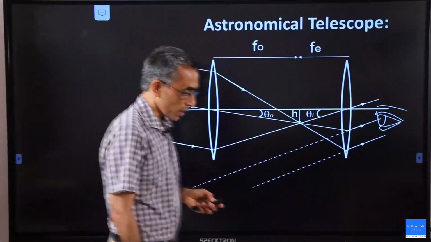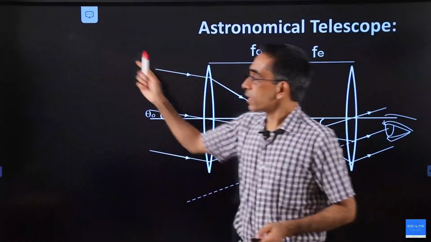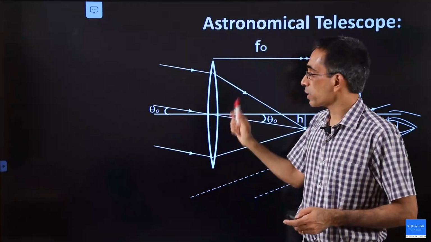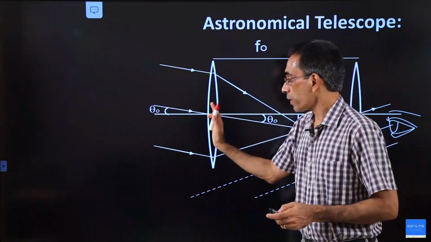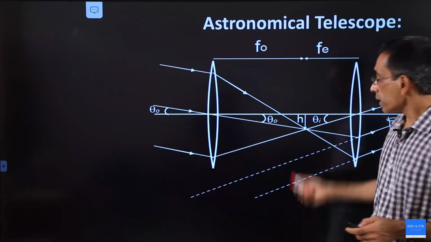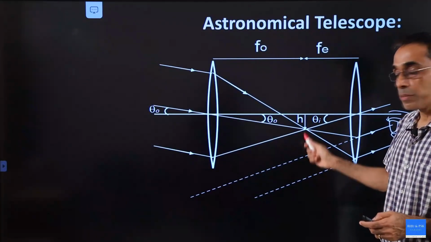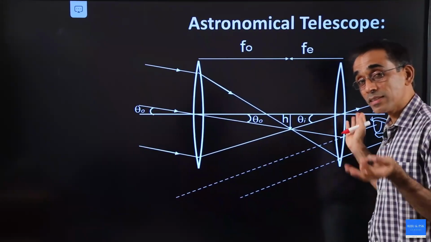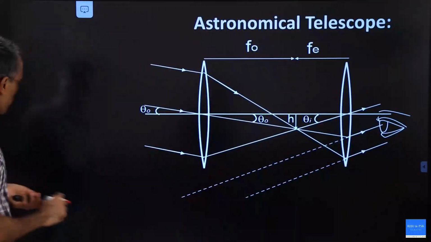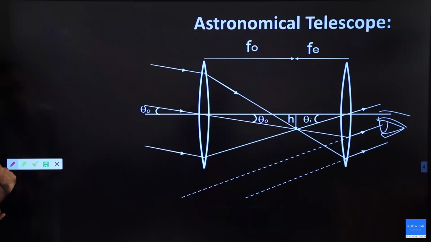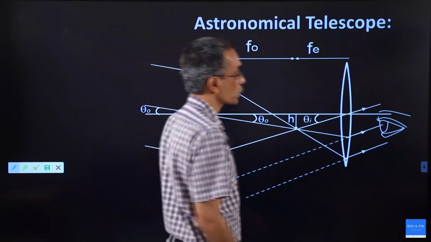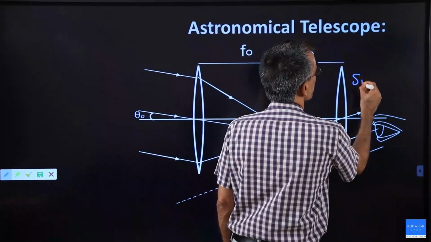Okay, see here, the object is at infinity. Objective is a convex lens. When the object is at infinity, the convex lens will form the image at its focal point. And this image will act like the object for this lens. And what is this lens doing? The eye lens is doing the work of a simple microscope. That's important. Whether it is a compound microscope or an astronomical telescope, the eye lens is a simple microscope.